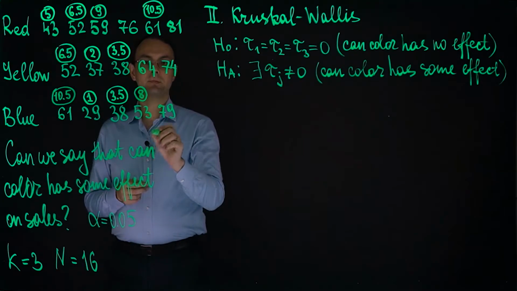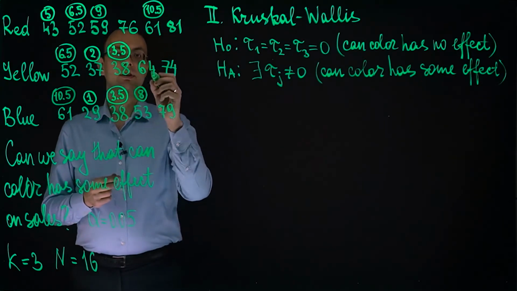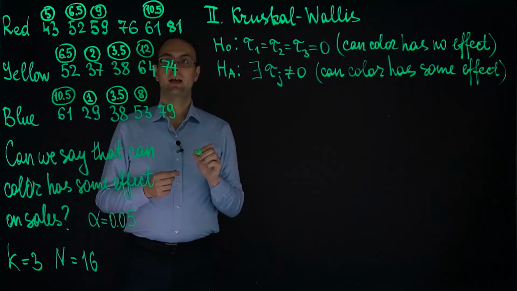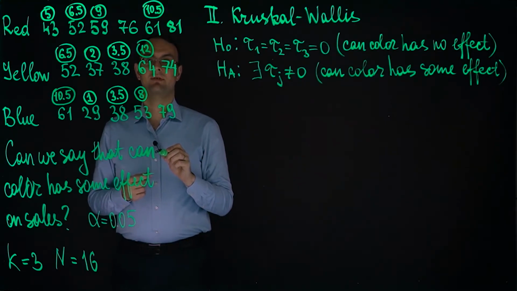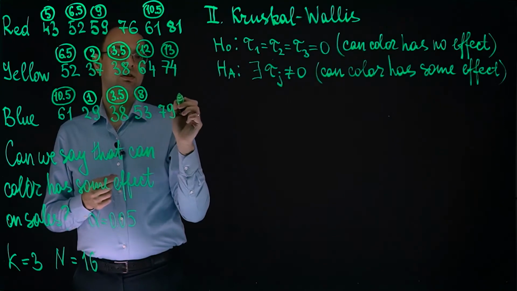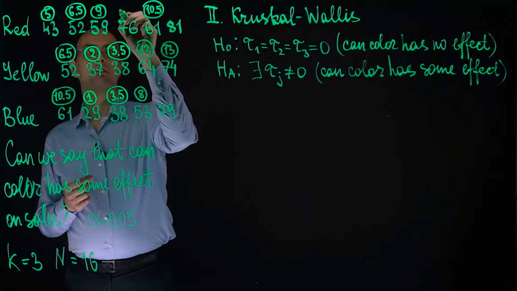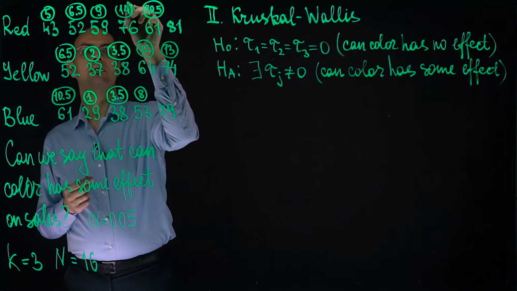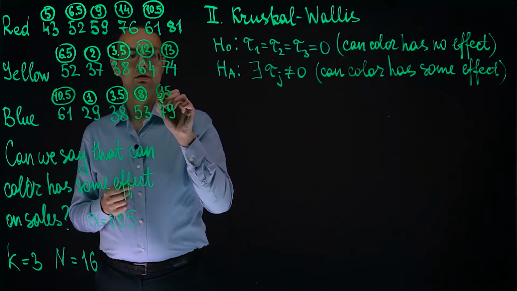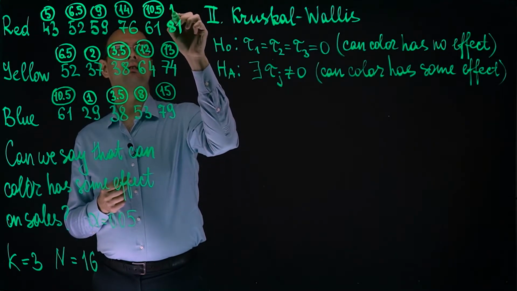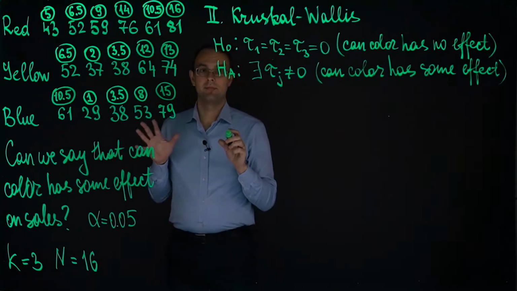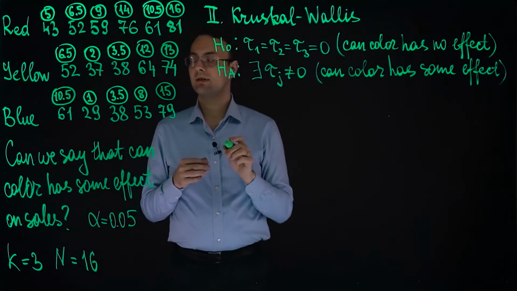Then 64, its rank is 12. Then 74, 13. 76, 14. 79, 15. And 81, 16. So the united sample is ranked.